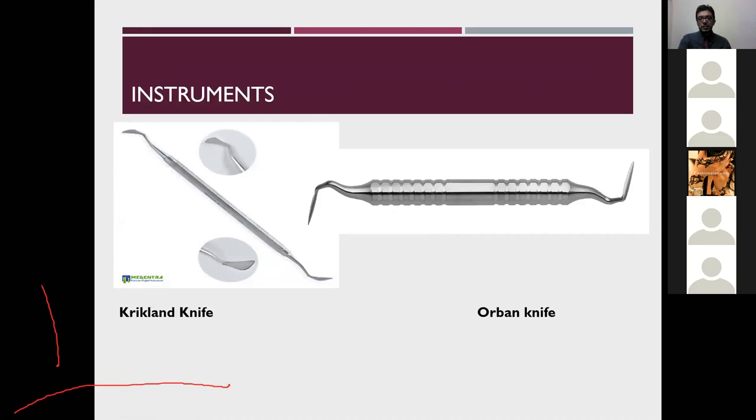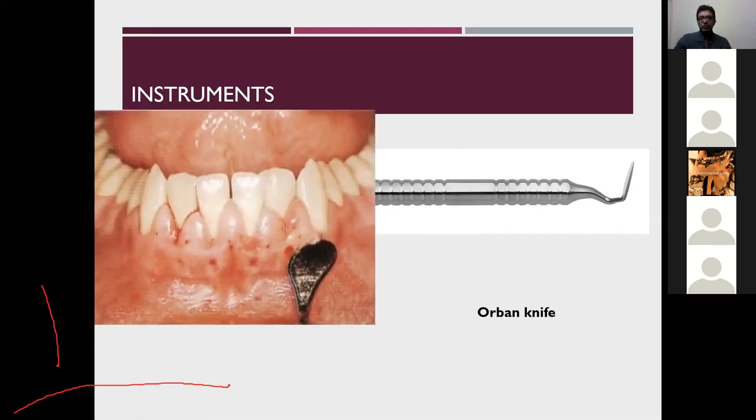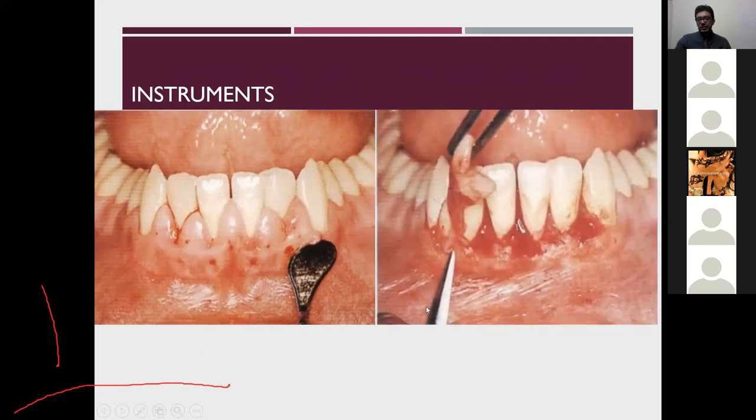I will show you a clinical picture where you can see the application. Here you can very clearly see how a Kirkland knife can be used. It's kidney shaped, and is used to give the incision and to excise by the external bevel gingivectomy. Then you have Auburn's knife application. This is the Auburn's knife. After the Kirkland knife, you can use Auburn's knife and remove the interdental gingiva, which is the most intact gingiva, and you need to remove it without tearing the whole gingival tissue or the remaining tissue.